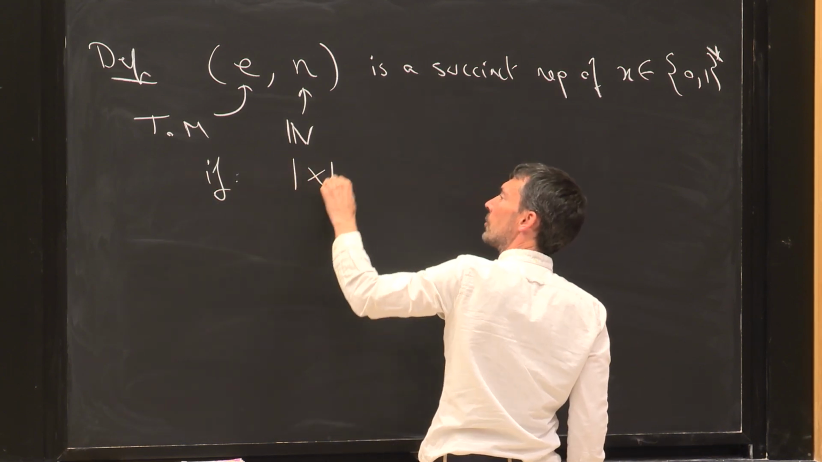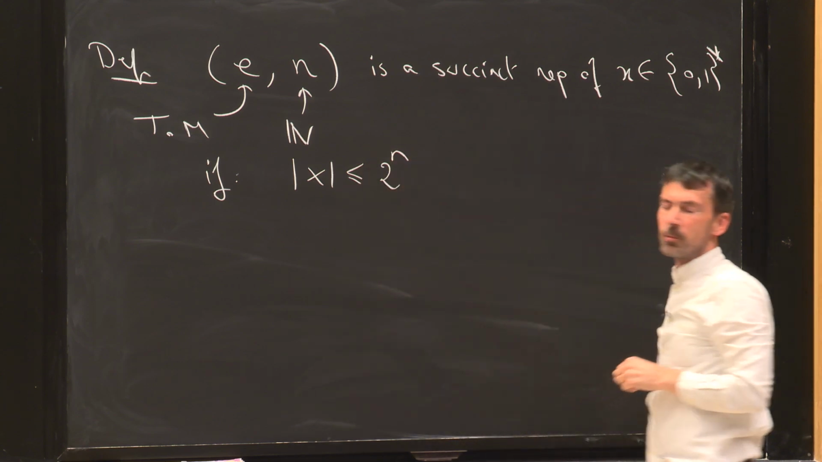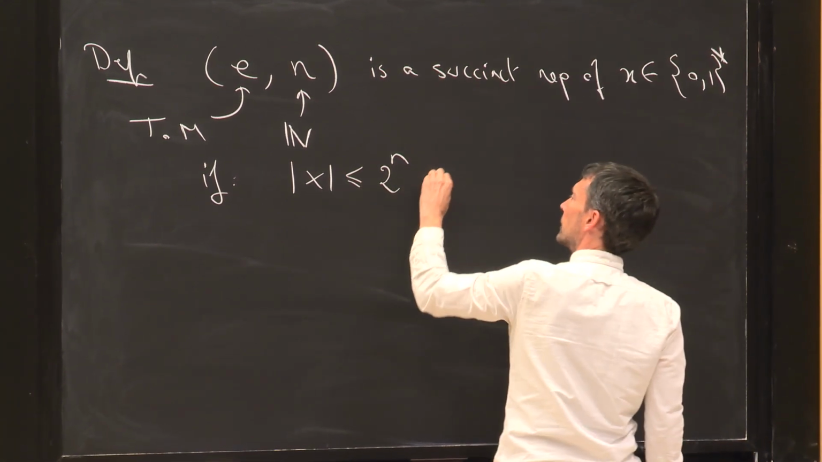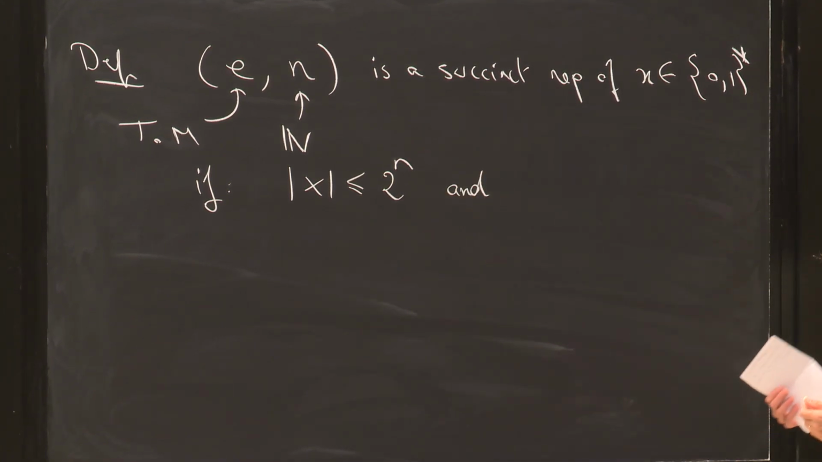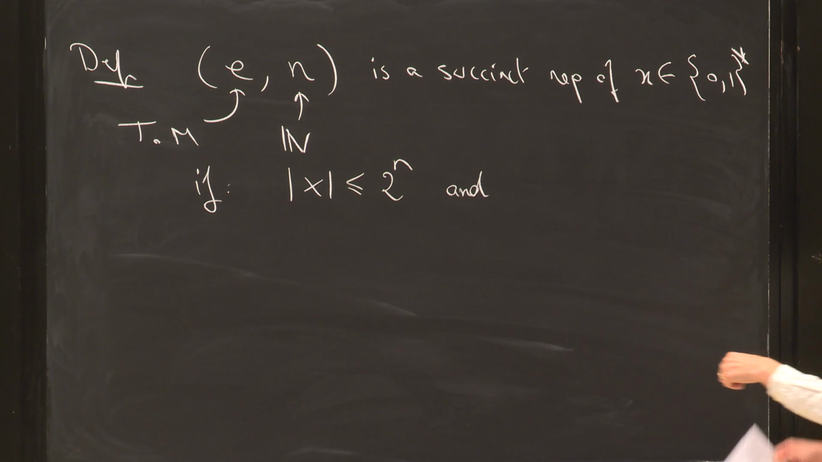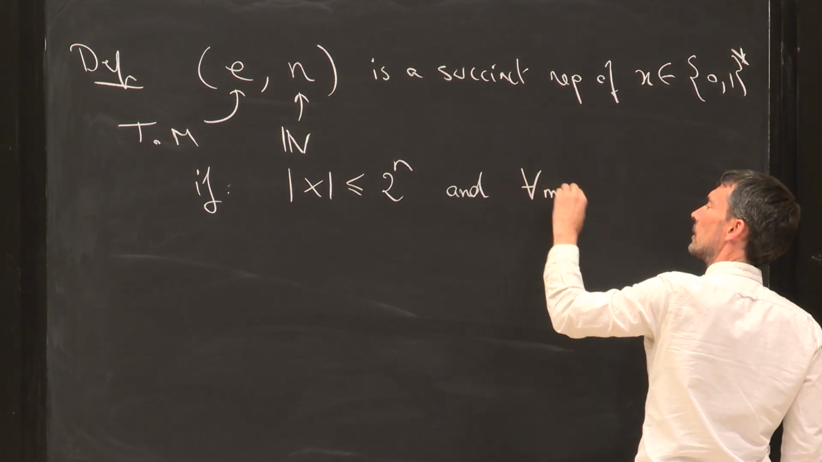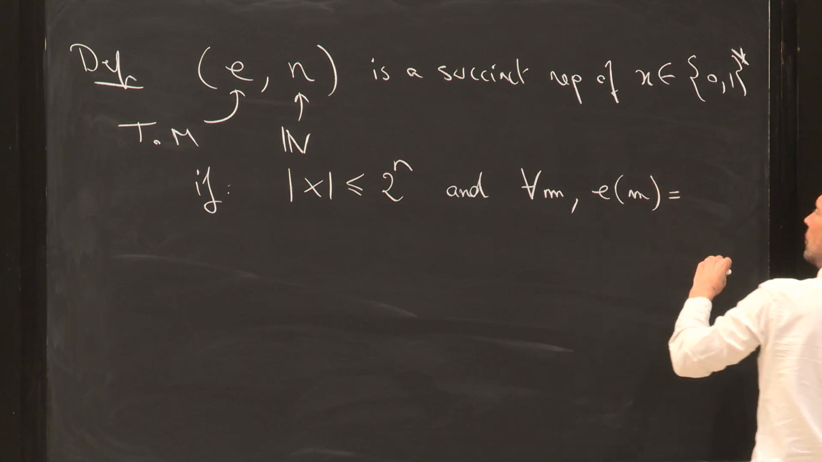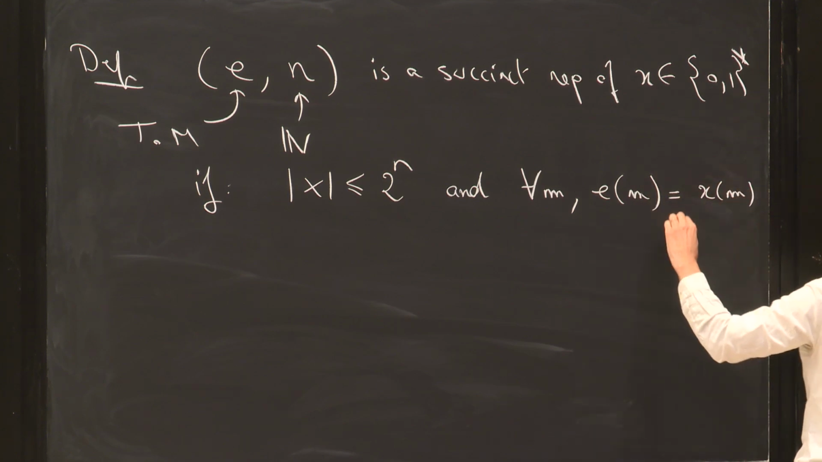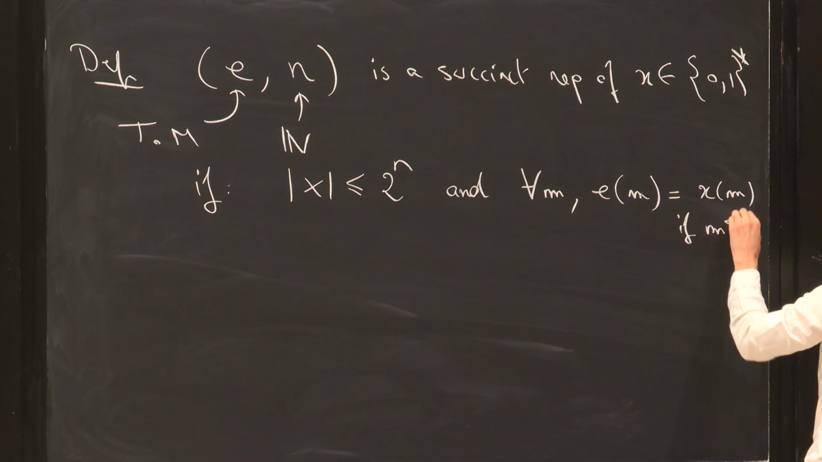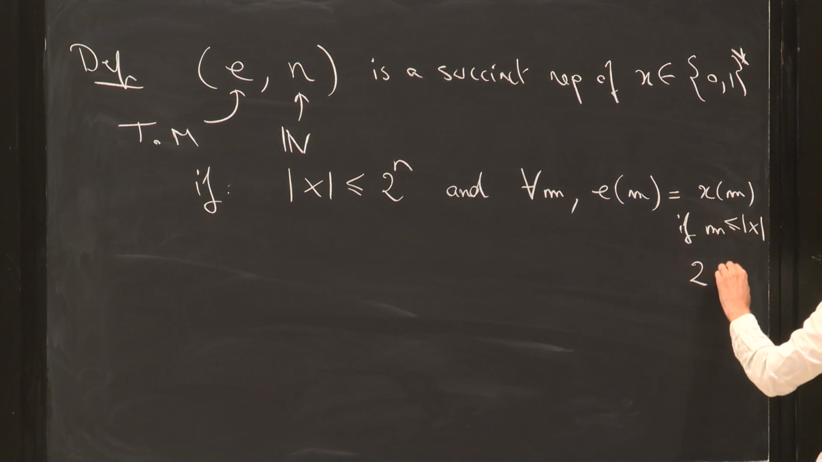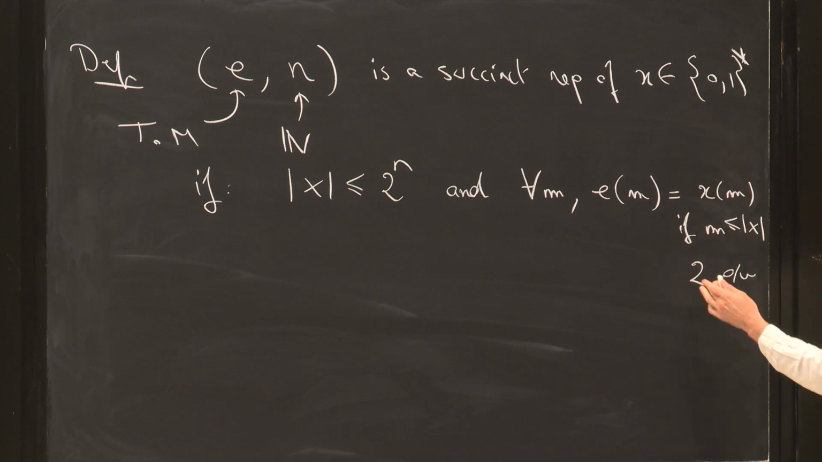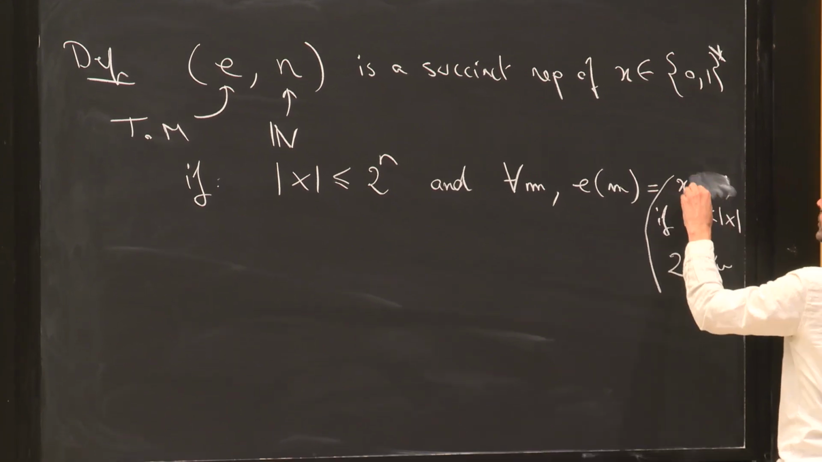First of all, x should not be too long. It can be pretty long compared to the integer n, but not too long. And E, as a program, computes the elements of x. So for every integer m, E of m is equal to x of m if m is less than the length of x, and 2 otherwise. 2 is just a value that x cannot take, so it's just to say that if we run the program on an integer that goes beyond the length of x, it's going to tell us, you're out, so 2. All right? Usually, the more standard way would be to write it like this.